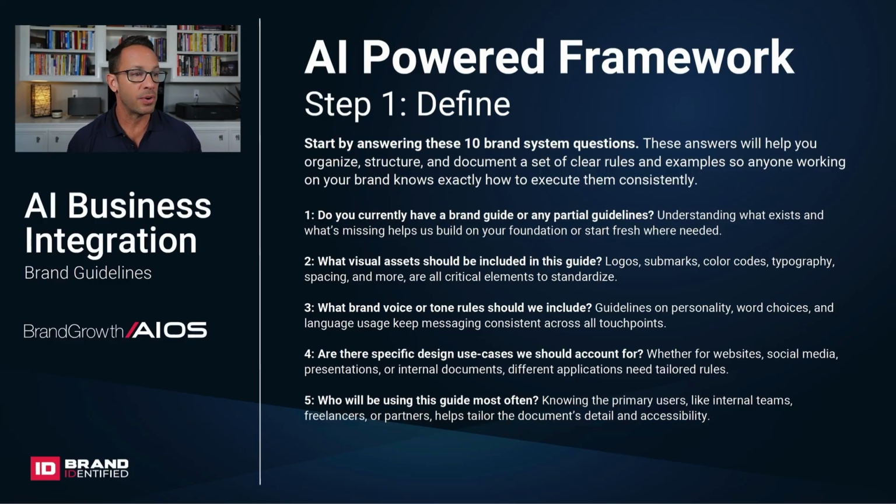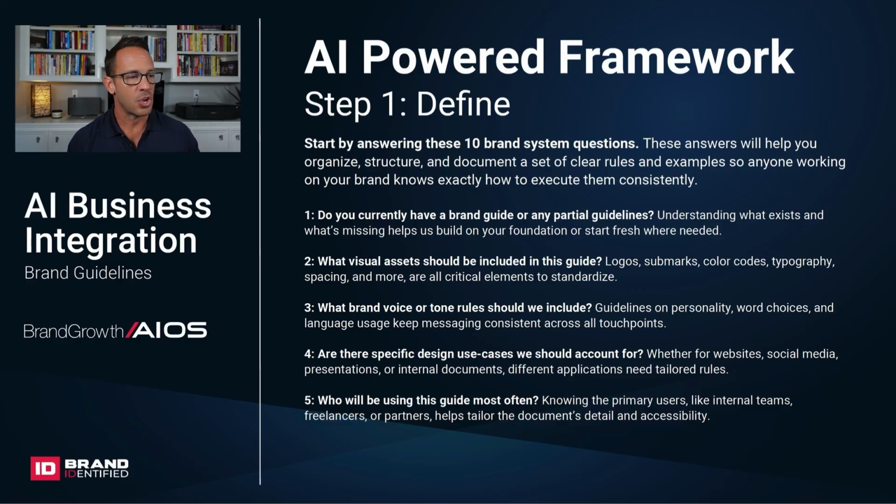Question number 2 is, what visual assets should be included in this guide? Things like logos, submarks, color codes, typography, spacing, and more are all critical elements to standardize. Question number 3 is, what brand voice or tone rules should we include? Guidelines on your brand's personality, word choices, and language usage keep messaging consistent across all consumer touchpoints. Question number 4, are there specific design use cases that we should account for? Whether for websites, social media, presentations, or internal documents, different applications need tailored rules.